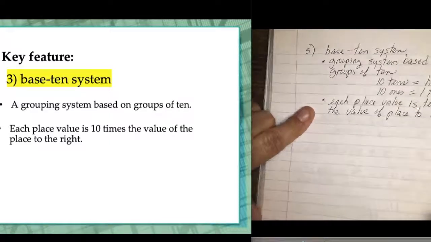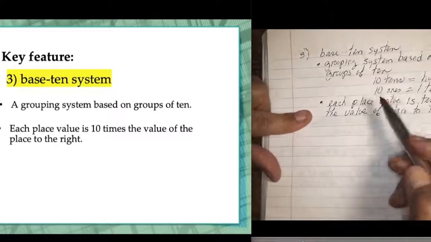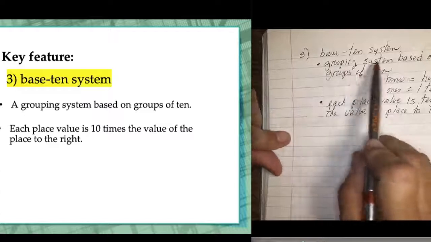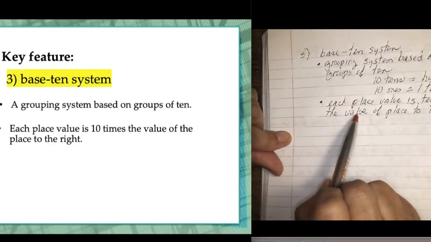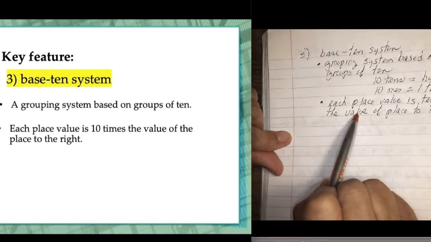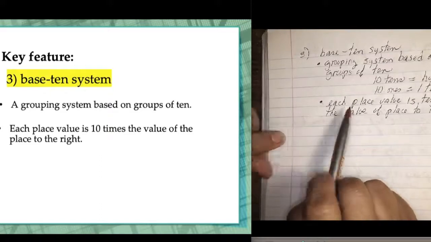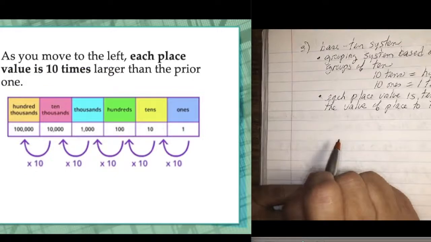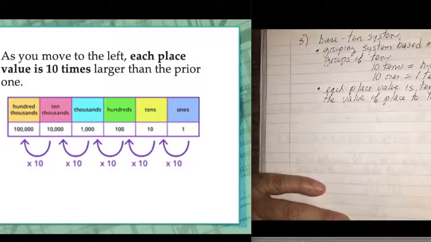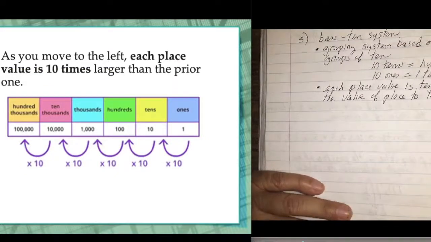We'll look at an example. So in our base 10 system, we use groups of 10, and every place is 10 times the value to the right. Let's look at an example here. As you move to the left, each place value is 10 times larger than the previous one.